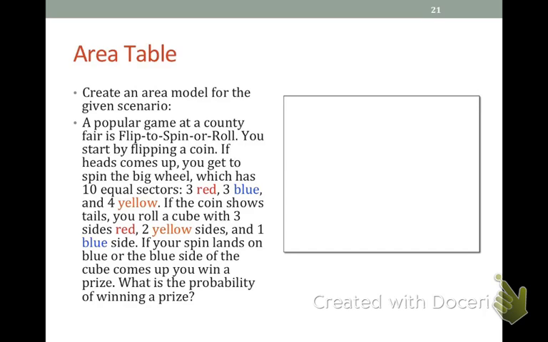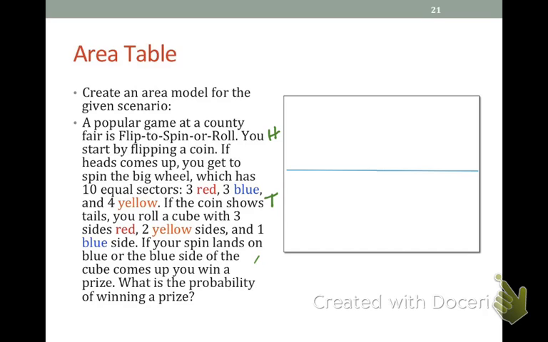So this is a pretty complicated little game. So what you do is you break it up. You say, all right, you're going to have heads, or you're going to have tails. So half the time you're going to get heads, half the time you're going to get tails. If you get heads, okay, it says if you start by flipping a coin, if the heads comes up, then you're going to spin a big wheel.